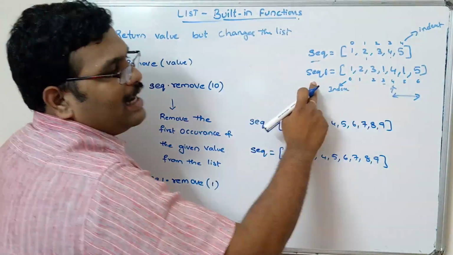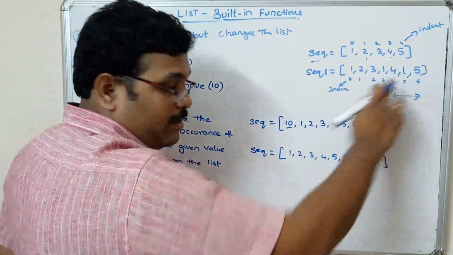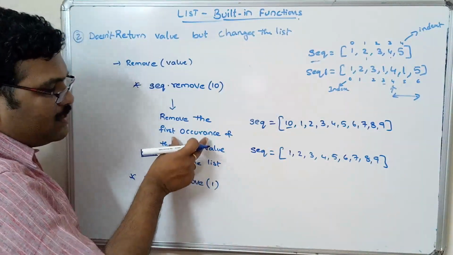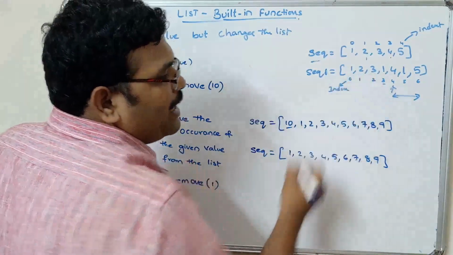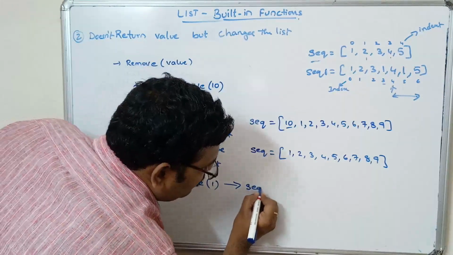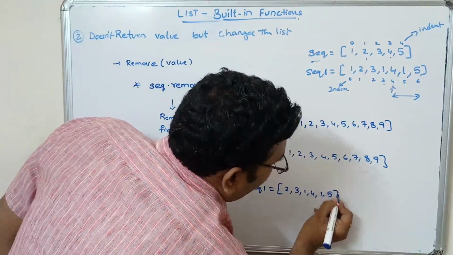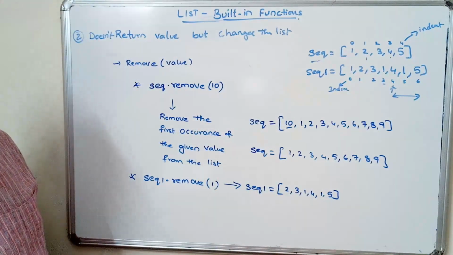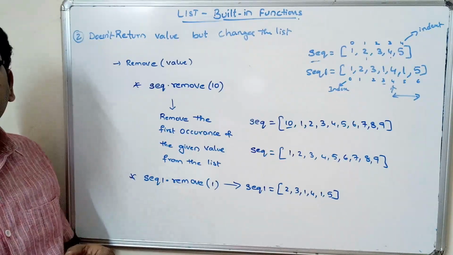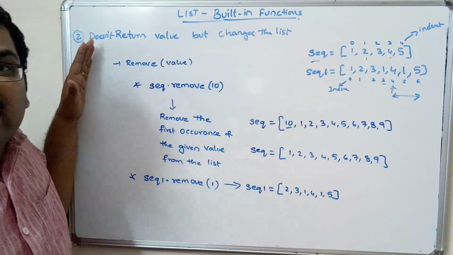But here in the sequence 1 there are 3 ones, right, in different positions: 0th position, 3rd position, 5th position. But here we are not mentioning the index value. So it will remove the first occurrence of the given value. That means directly the value at the first occurrence. Here it is in index 0. So obviously after the execution of this, sequence 1 will be 2, 3, 1, 4, 1 and 5. The first occurrence of 1 will be removed from the list, right? So hope you understood this one, remove function. So here also it doesn't return any value, but the list will be changing.